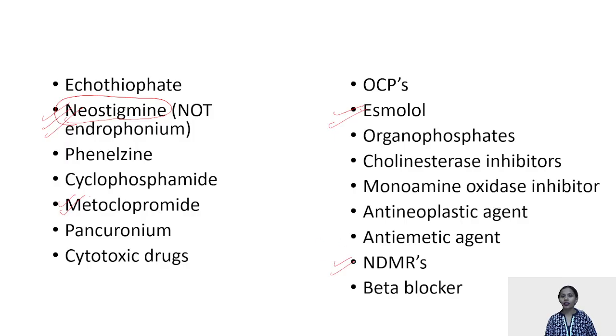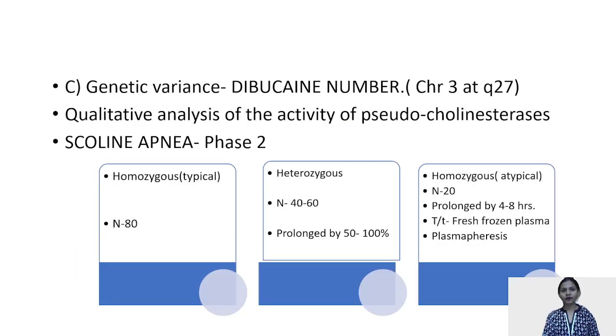your non-depolarizing muscle relaxants, they are also going to decrease the action of pseudocholinesterases, oral contraceptive pills, and certain cytotoxic drugs. Most important to remember is your neostigmine. It potentiates the action of scoline. Prokinetics, antiemetics, they potentiate the action of scoline by decreasing the activity of pseudocholinesterase enzyme.